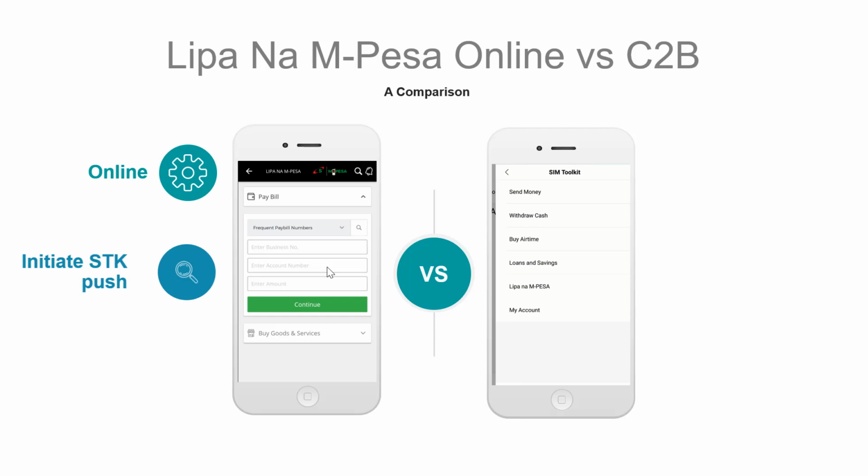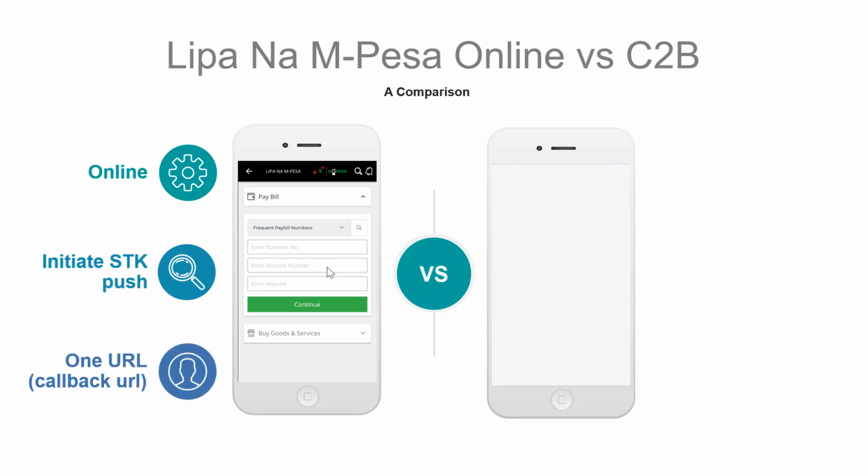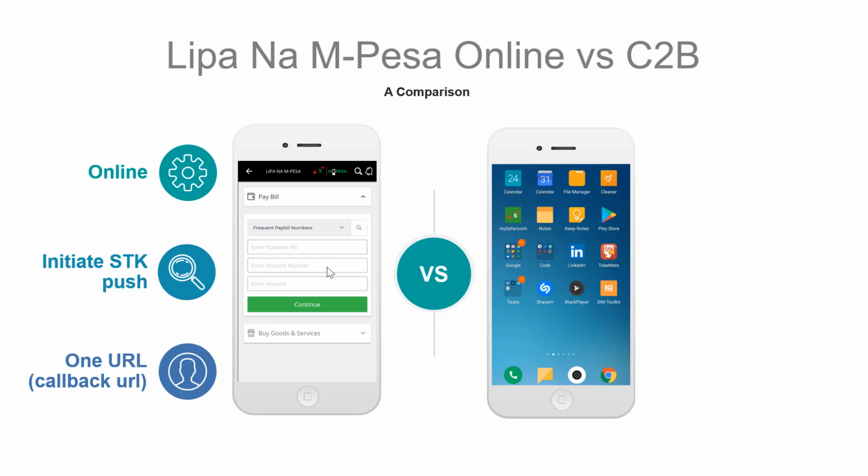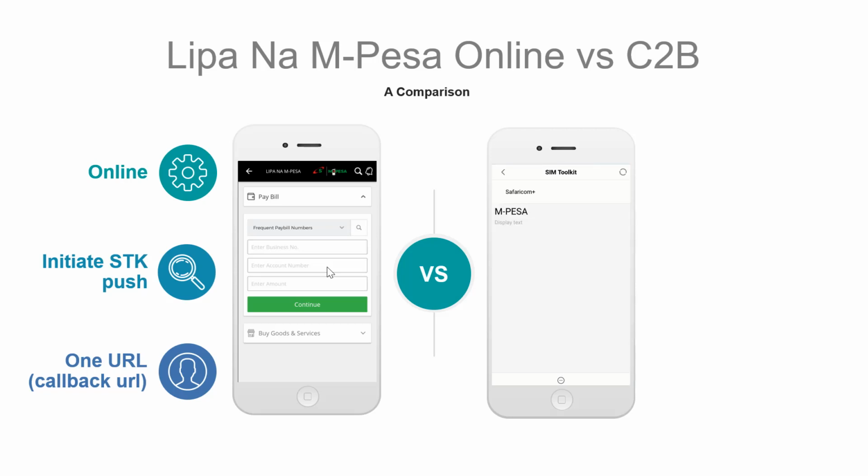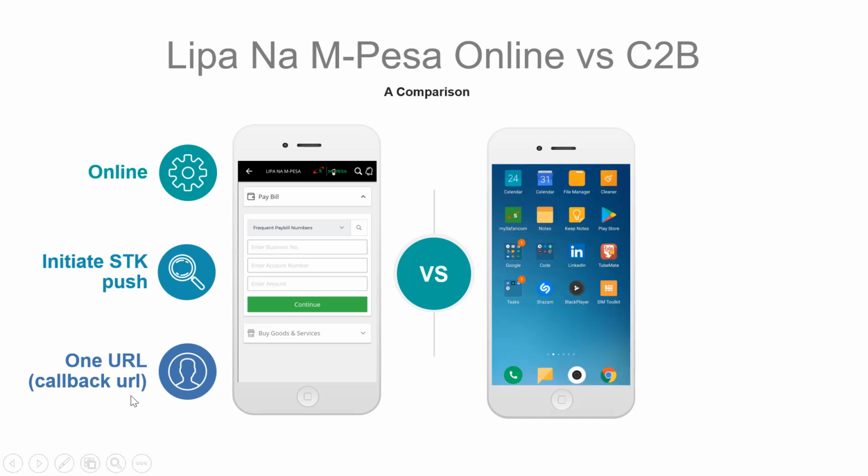Just a quick comparison: for Lipa Na Mpesa, it must happen online first of all. The Lipa Na Mpesa Online code initiates the STK push for us. For example, yesterday we put in the amount, the short code that we want to send to, and the account number, and it initiated that request to our phone. We also only have one callback URL.